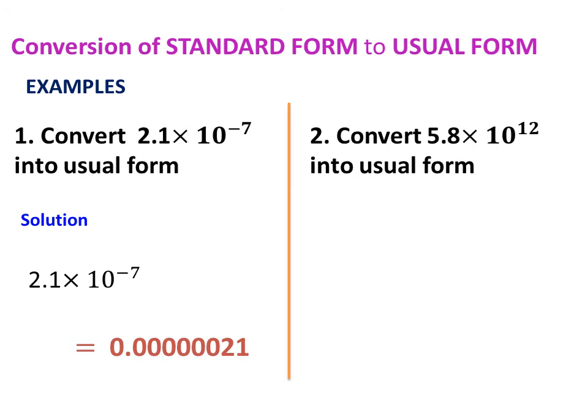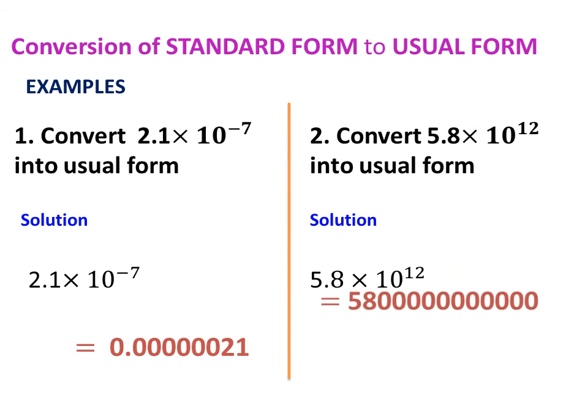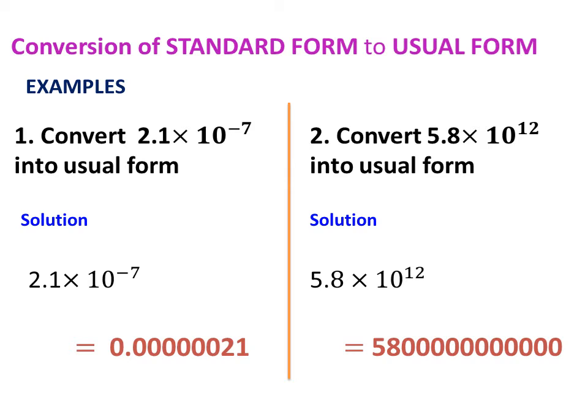Next sum. Convert 5.8 into 10 to the power 12 into usual form. How can we do it? Same like the first one. Our answer will be 5, 8 and you have 3, 6, 9 and 11. Totally 11 zeros. Understood, children?